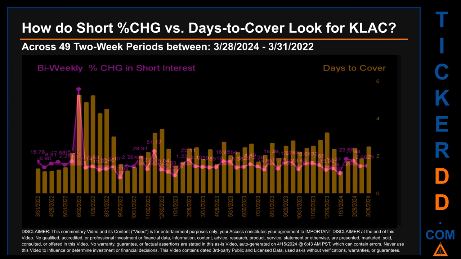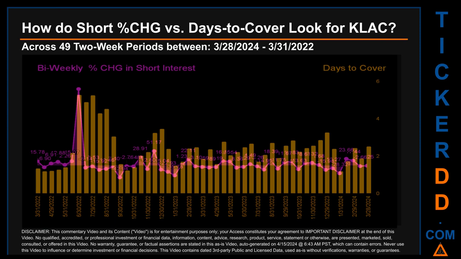Zooming out, I looked across 49 two-week snapshots, from latest found, March 28, 2024 to oldest found, March 31, 2022. In the graph, I overlaid bi-weekly percentage change in short interests against days to cover. Across these 49 two-week snapshots, the average percentage change of short interest was about 4.92%.